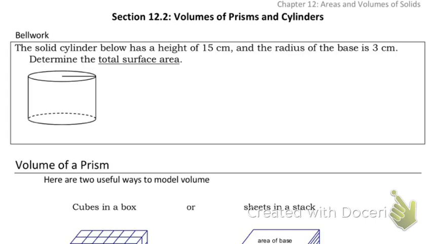Before we get started, let's go ahead and do the bell work. If you haven't done it, you might want to pause this and give it a shot. Make sure you understand what's happening, and then we'll go through the answer right now.